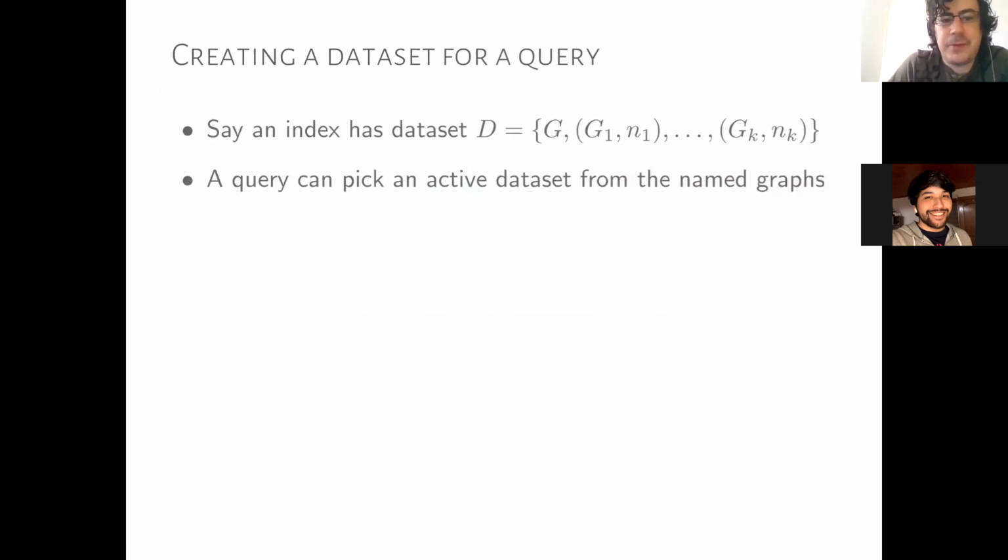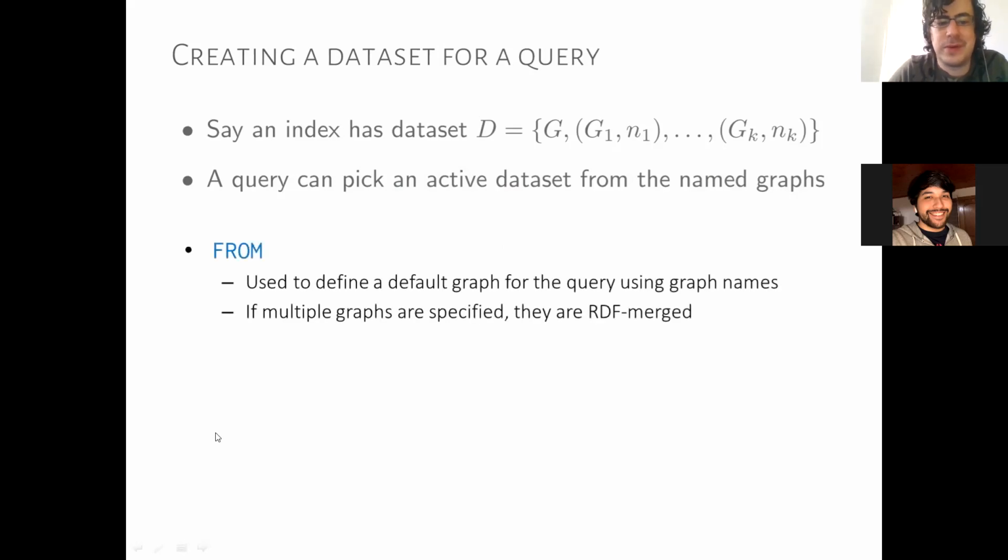So if we have a data set in our SPARQL engine, in our SPARQL index, then in a query, we can pick what's called an active data set from the named graphs. So we can select some of these graphs that we would like to query to form a new data set, D prime, which we're just going to use for that query. So it essentially allows us to select what graphs we want to query on.